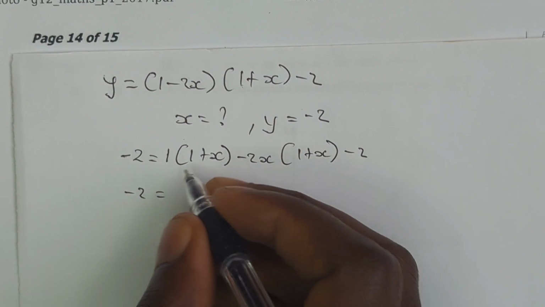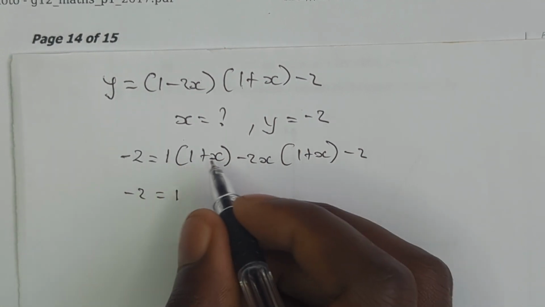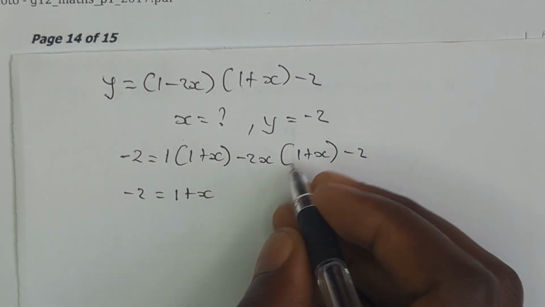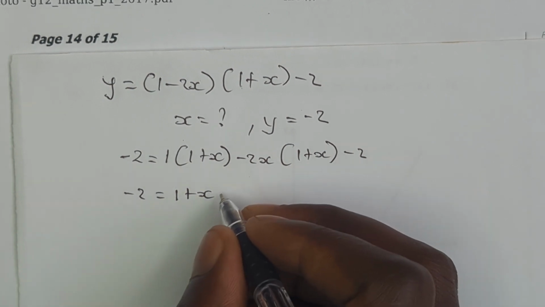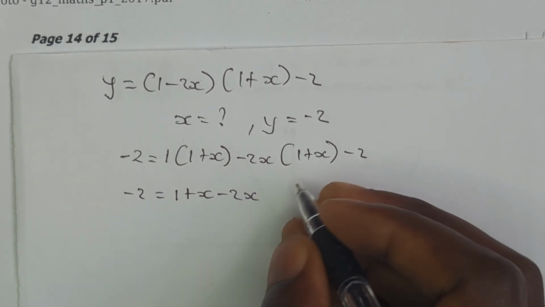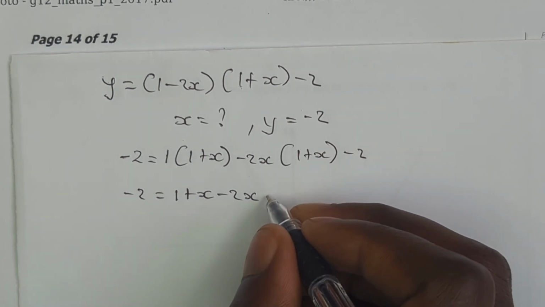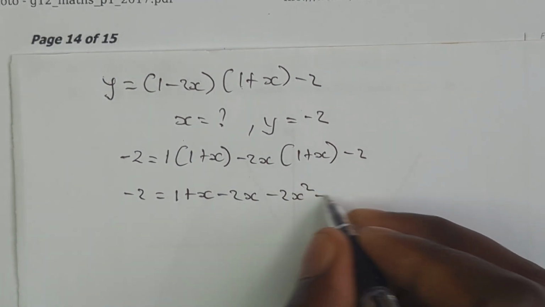Negative 2 is equal to, so 1 multiplied by 1, this will be 1. 1 multiplied by positive x, this will be positive x. Then negative 2x multiplied by 1, this will be negative 2x. Negative 2x multiplied by positive x, this will be negative 2x squared. And there we have a negative 2.